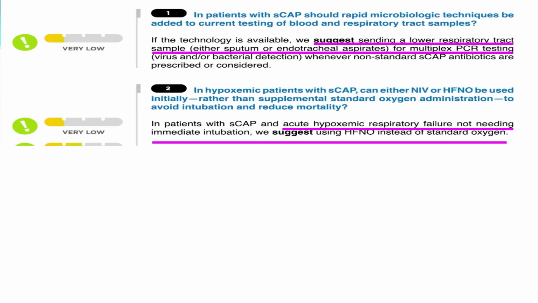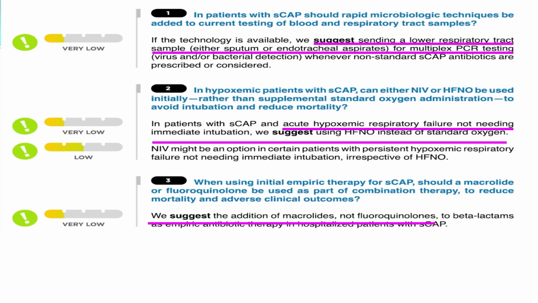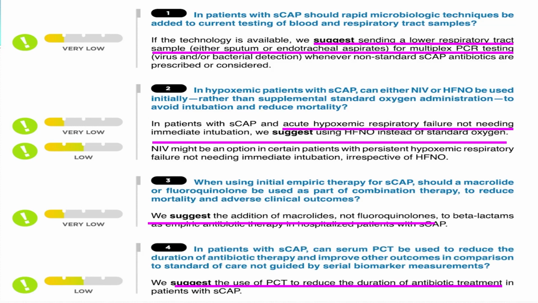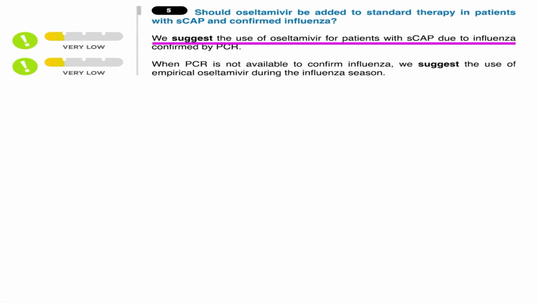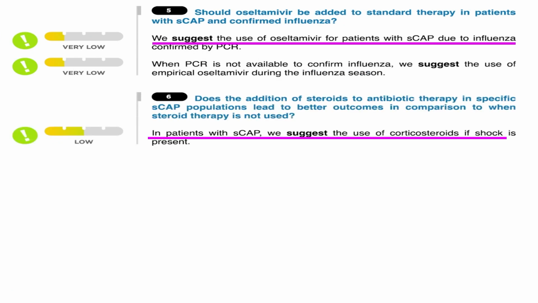It's preferable to go with high flow nasal cannula, and there is reasonable data that it is better than NIV in patients with hypoxemic respiratory failure, particularly with severe community acquired pneumonia. Macrolide is preferred over fluoroquinolone. There is sufficient data which shows macrolide is better than fluoroquinolone in severe community acquired pneumonia as far as mortality goes. PCT is used to de-escalate therapy. Oseltamivir whenever you suspect or you have a positive PCR.